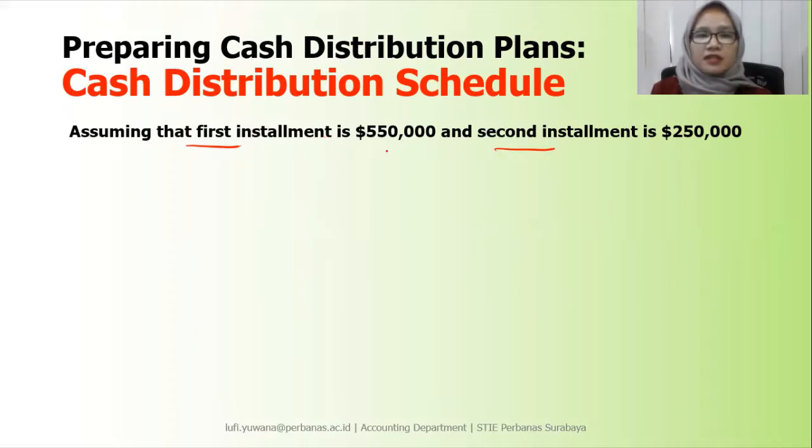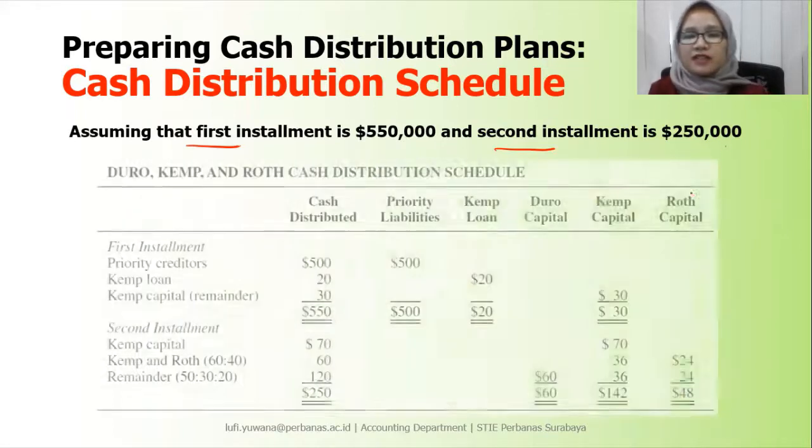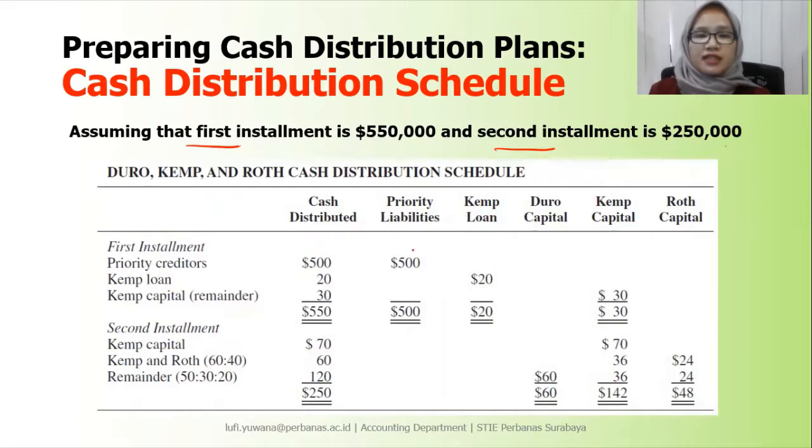For the first installment, the amount of money that would be delivered is $550,000. Meanwhile, the second installment is $250,000. After that, we can make the cash distribution schedule that includes the amount of money. Just like we have planned before, based on the cash distribution plan in percentage, the first payment should be delivered to the priority creditors, meaning the accounts payable to parties outside of the partnership. Just like before, the amount is $500,000. So the first cash distributed, $500,000, goes to the external creditor.